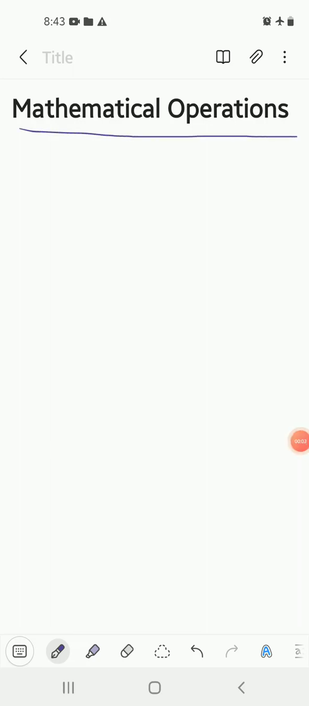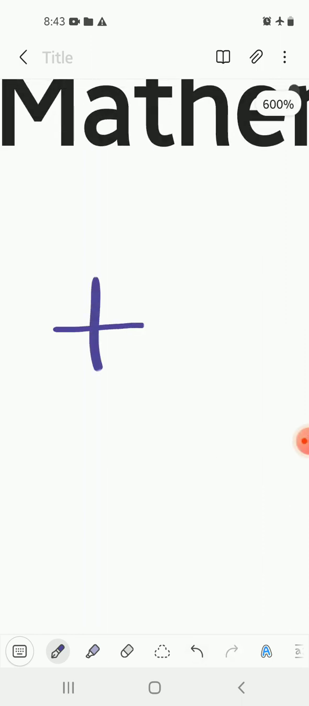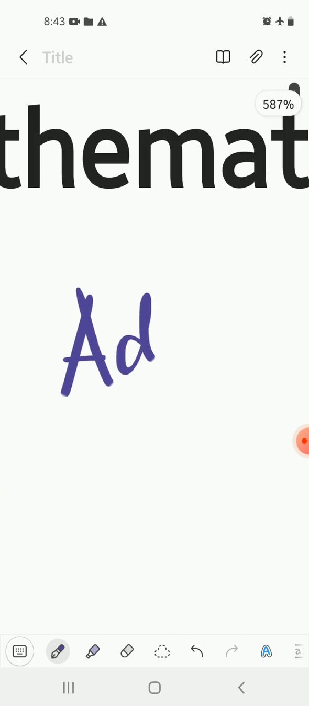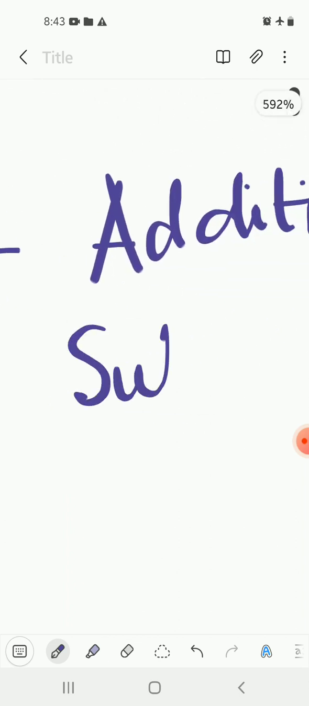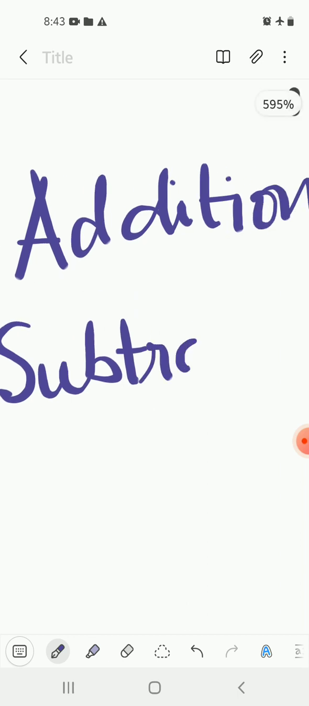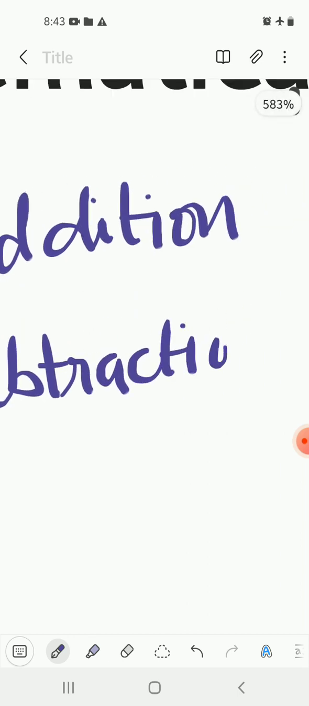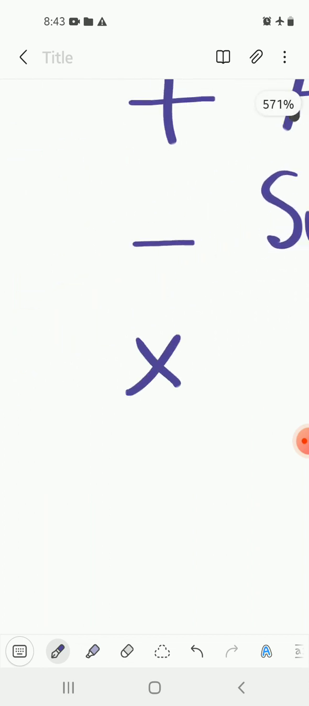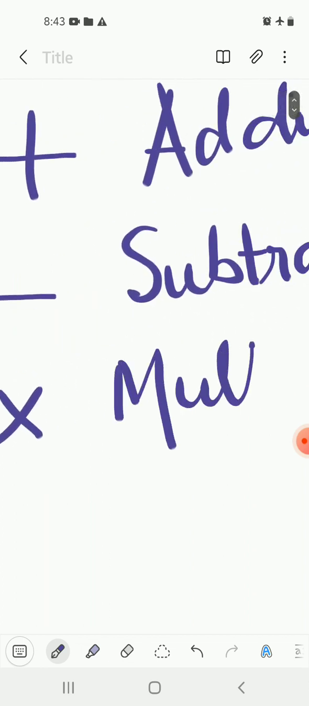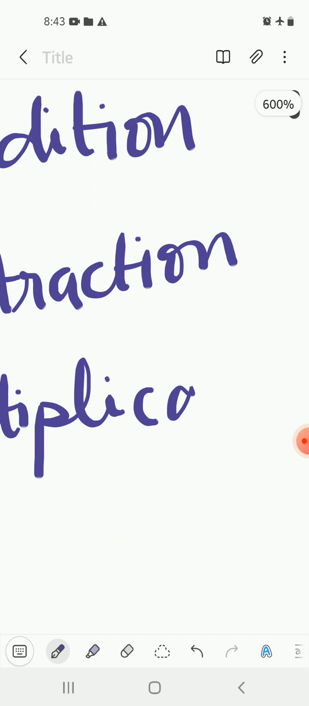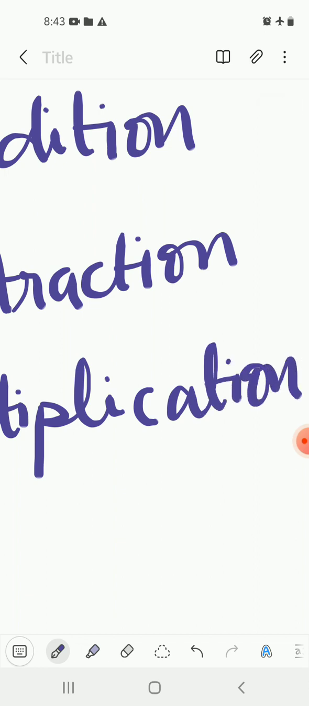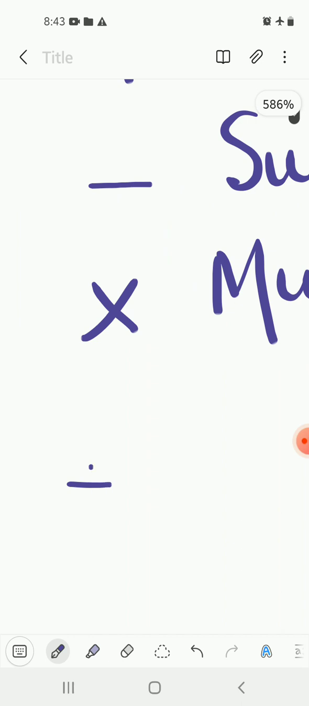Today's topic is mathematical operations. Now, in maths, there are basic four operations. This is addition, which is plus. Then we have subtraction, minus sign. Then we have multiplication. And lastly, division.